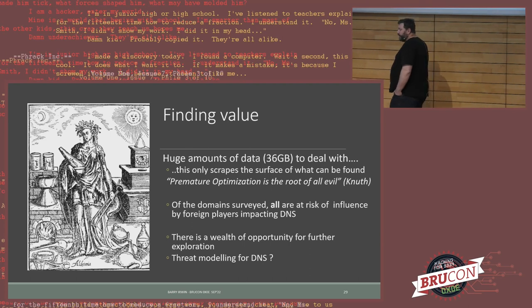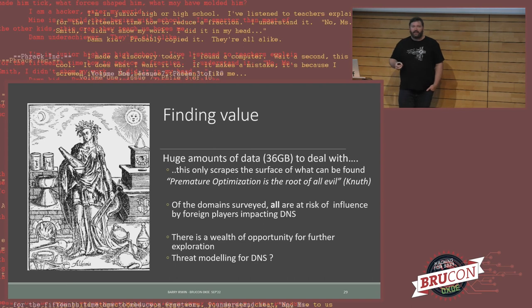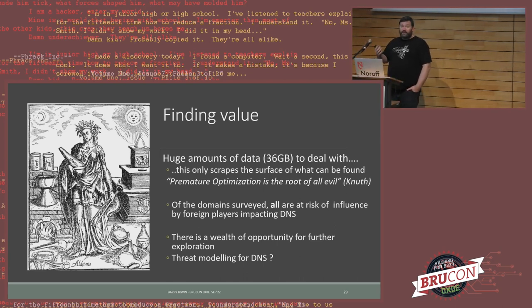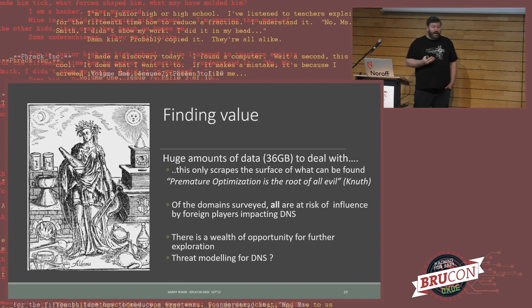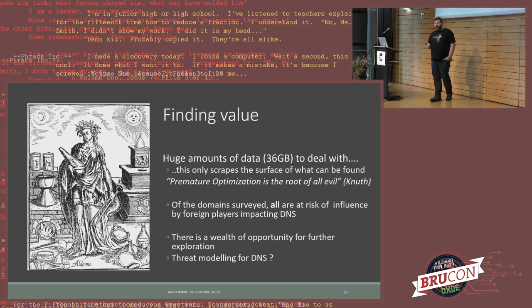So the real question here is around finding value. The data set, I checked it this morning, is sitting at about 36 gigs compressed. So it's a fair chunk of data. I admit it's probably not stored in the most efficient way with JSON, but there's a lot of data there. And what I've looked at here really only starts scratching the surface. Bearing in mind the wise words of Donald Knuth, premature optimization is the root of all evil, I've tried really, really hard to stay away from falling into the various rabbit holes, no matter how exciting they actually look.